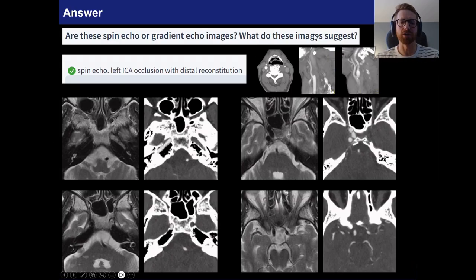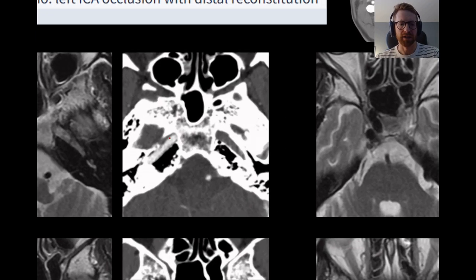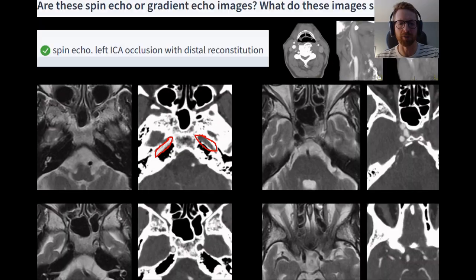And what do these images suggest? They suggest a left ICA occlusion with distal reconstitution. So I paired these T2 spin echo images with the corresponding CT angiogram. Same patient. Here we're at the level of the horizontal petrous internal carotid artery, and we see nice flow-related hypointensity within the right internal carotid artery, and we lose that here. And you see that nicely on the CTA, right? There's nice contrast filling the horizontal petrous ICA, but no contrast in the left horizontal petrous.